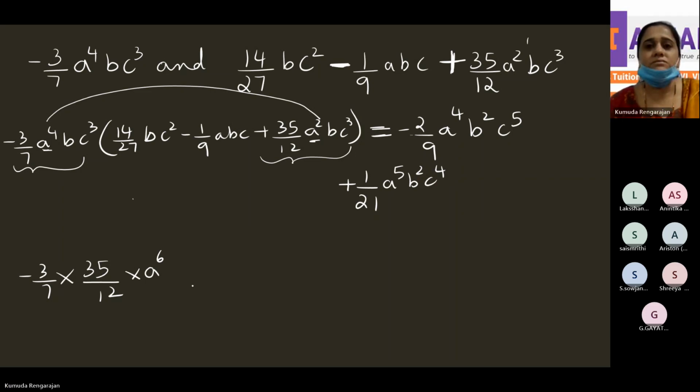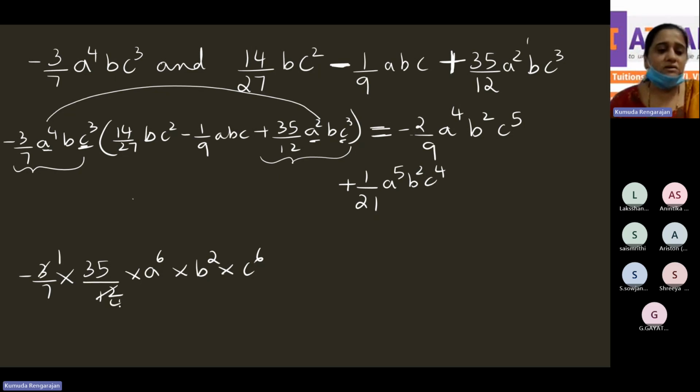Next. This term outside has B and the third term in the bracket also has B. So what is B into B? B to the power 1 into B to the power 1. When bases are same and it's multiplication, we add the powers. B to the power 1 into B to the power 1 is B to the power 1 plus 1, so B to the power 2. Then C cubed and C cubed, C to the power 6 into C to the power 6. Correct? Okay, so now simplify.